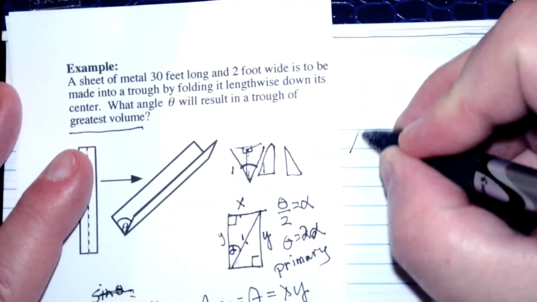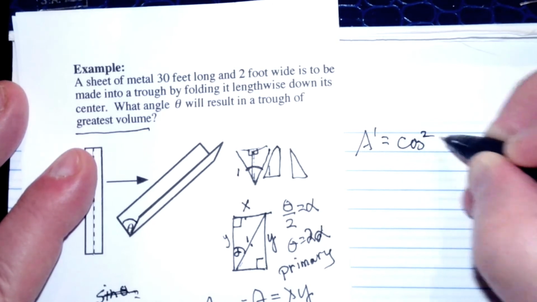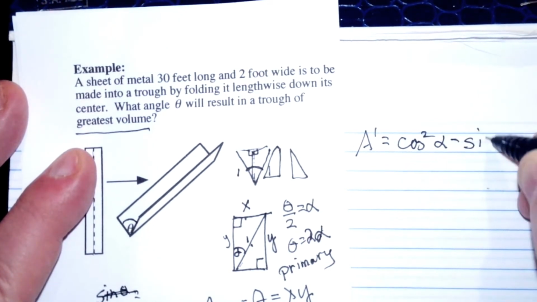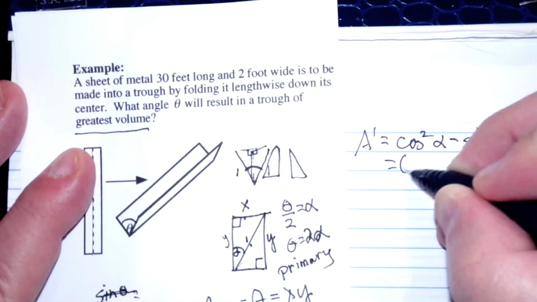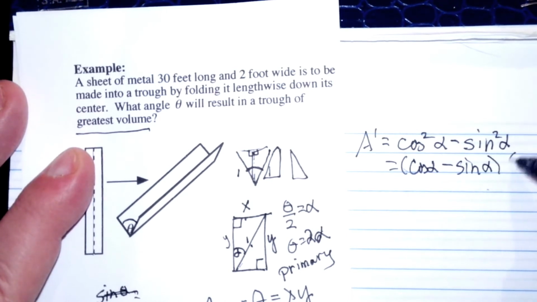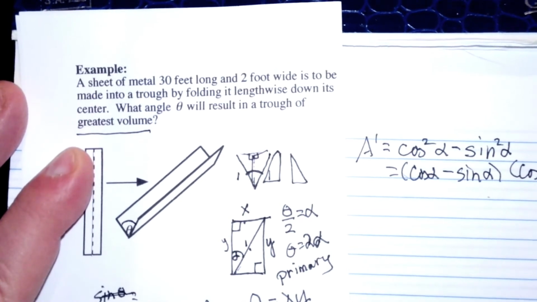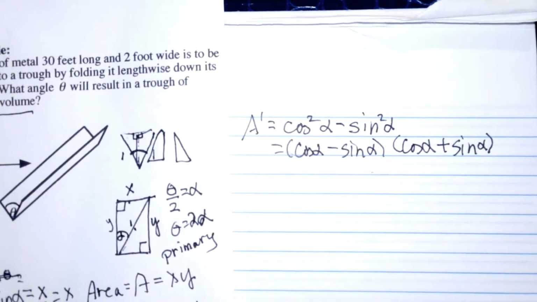Let's go back to A prime, which is cosine squared alpha minus sine squared alpha, or it's cosine alpha minus sine alpha times cosine of alpha plus sine of alpha. I used the difference of two squares factoring technique. I'm going to use the first derivative test. It turns out that I've already tried the second derivative test and it doesn't work. But let's use the first derivative test.